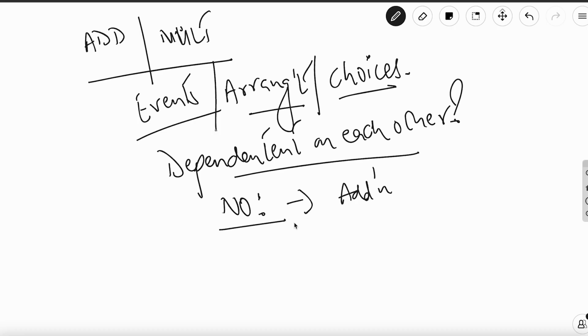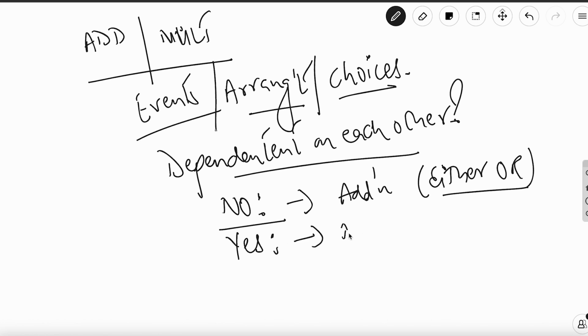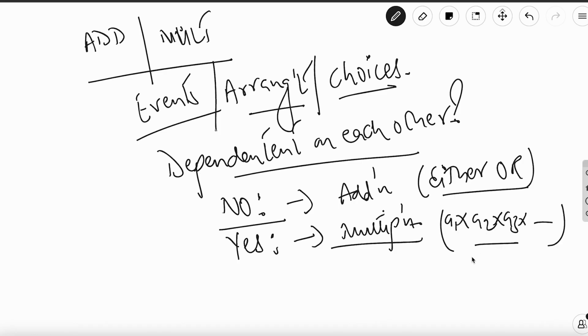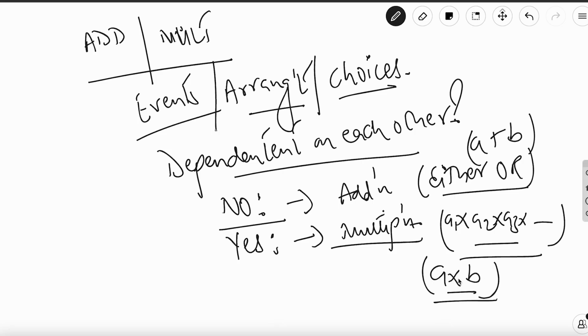Why? Because this is a case of either or: either A can happen or B can happen. And if these choices are dependent on one another, then this is the case of multiplication. Choices are dependent: A1 into A2 into A3 and so on. So this is a case of multiplication. In the addition case, possibilities of A add with possibilities of B. In the multiplication case, we have the number of choices for A multiplied by the number of choices for B.